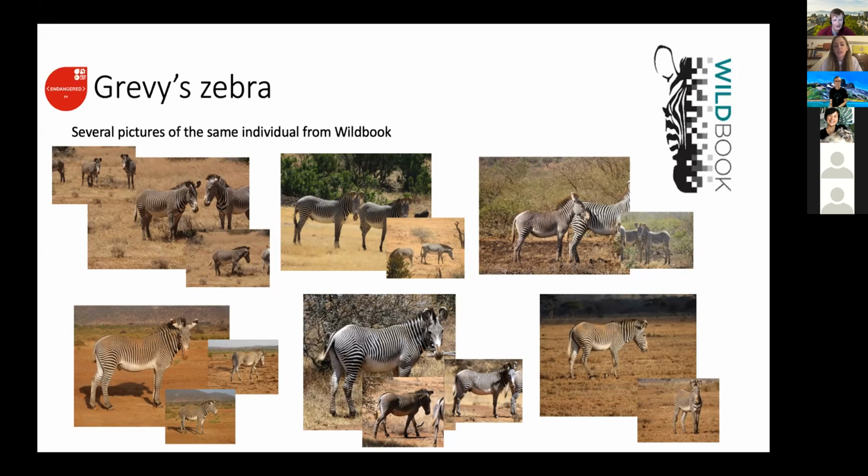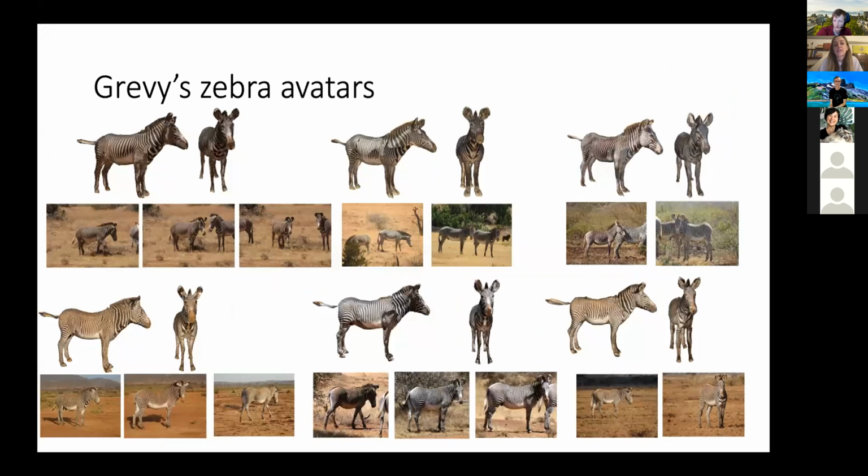In Wild Book, people can upload pictures, and then the system automatically matches the images based on the stripes. So we got from Wild Book several pictures of the same individuals, and we created zebra avatars. Given that the pictures can come from different sources, where there were color casts, we applied some automatic white balancing so that we didn't introduce an unnatural color transition in the textures.